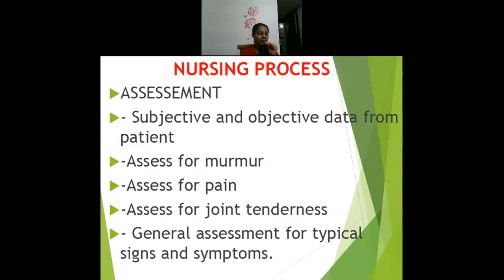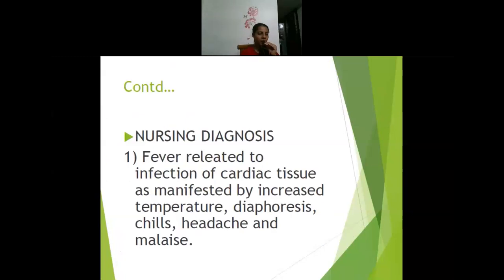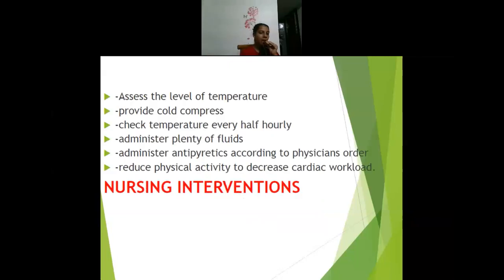And next is nursing diagnosis. You know what you have to write in nursing diagnosis. Assessment: assess the pain, assess for tenderness, assess for complications and monitor for complications. Next nursing diagnosis: hyperthermia related to infection of the cardiac tissue. For that, you have to monitor the temperature, give a cold compress, give antipyretics to the patient, switch on the fan and improve the ventilation.